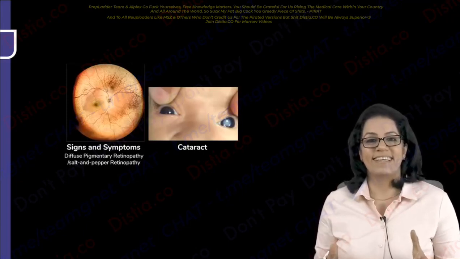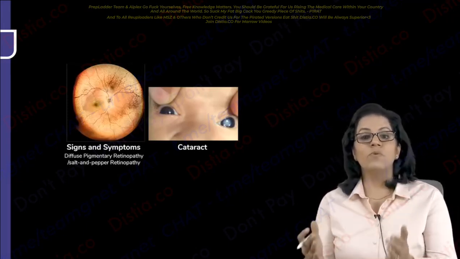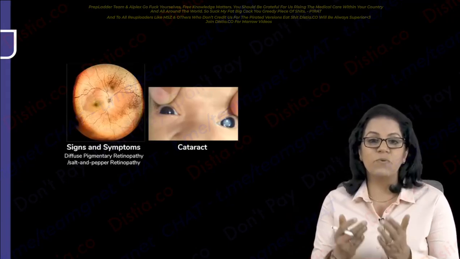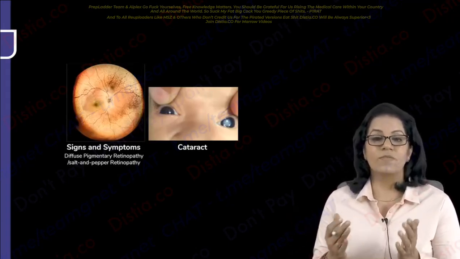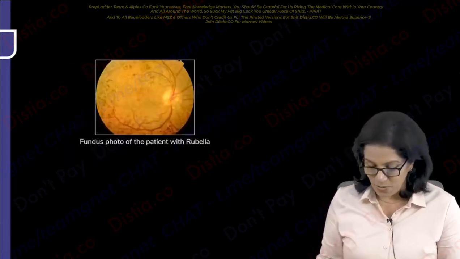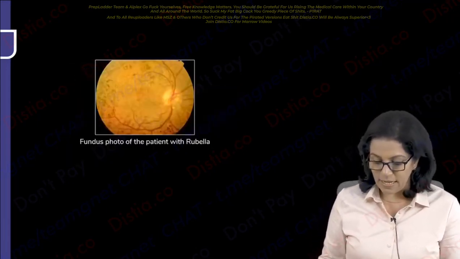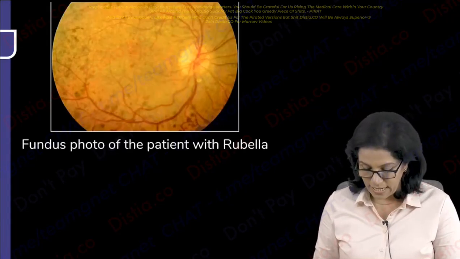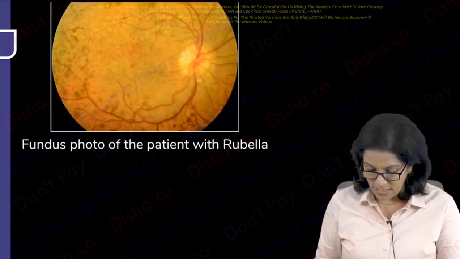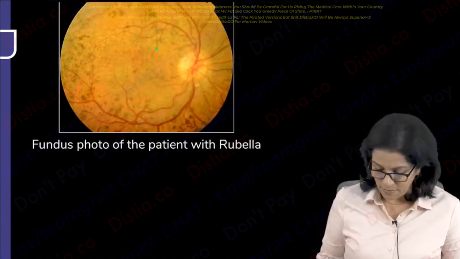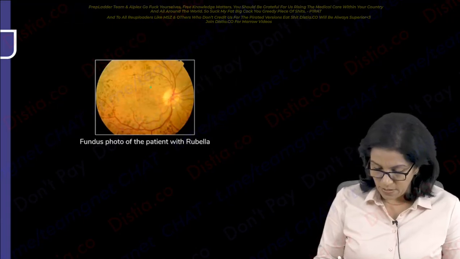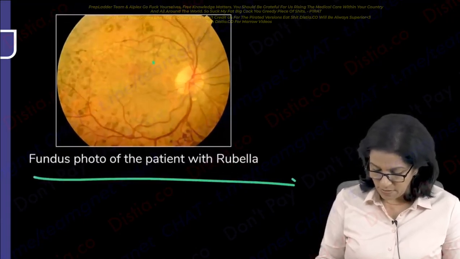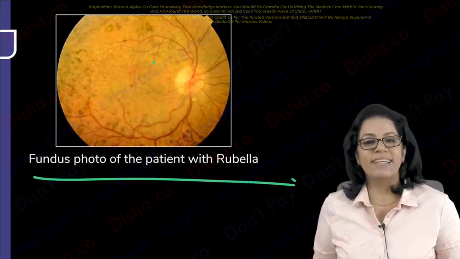But why is that happening? It is happening due to diffuse chorioretinitis, inflammation of choroid and retina, especially in case of rubella and syphilis. Okay, so for rubella and syphilis, this is mainly diffuse chorioretinitis. So here again, can you see this? You appreciate these are the pigmentary dots. So this is what salt and pepper fundus is seen in. So this is pigmentary retinopathy.